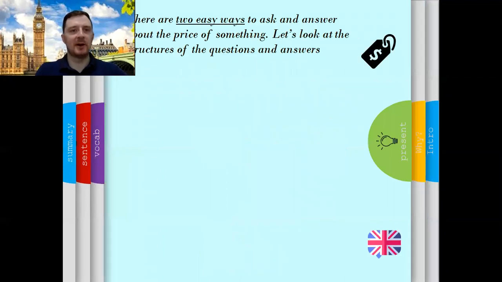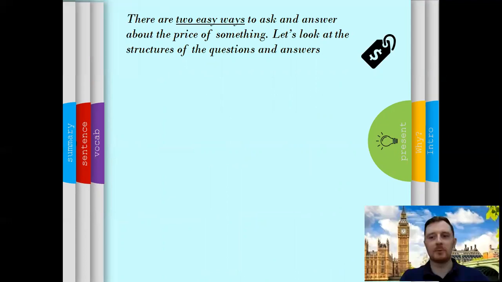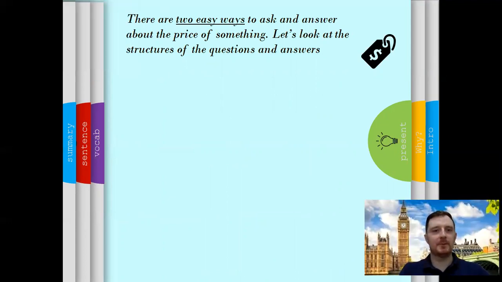So let me just move our video out of the way here. Put it down here, okay. So you can see here, there are two easy ways to ask and answer about the prices of something. So we have two easy ways and two structures. So let's have a look at them.